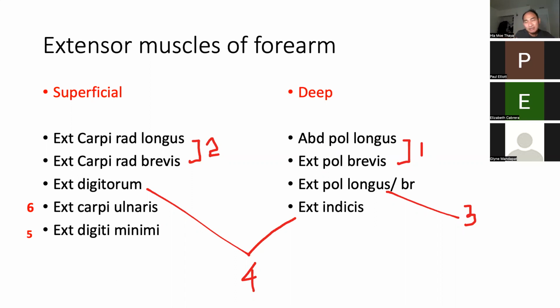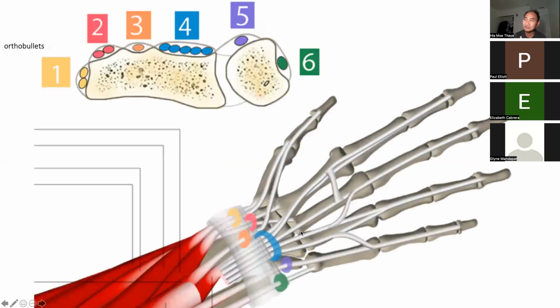So on the extensor aspect of the forearm and the wrist, there are a few muscles running, and again, we should divide and rule so that we remember. So guys, let's divide the extensor muscles into 6 groups, not 6 muscles. We divide them into 6 groups. So don't worry about these names yet. We just look at the diagram first.